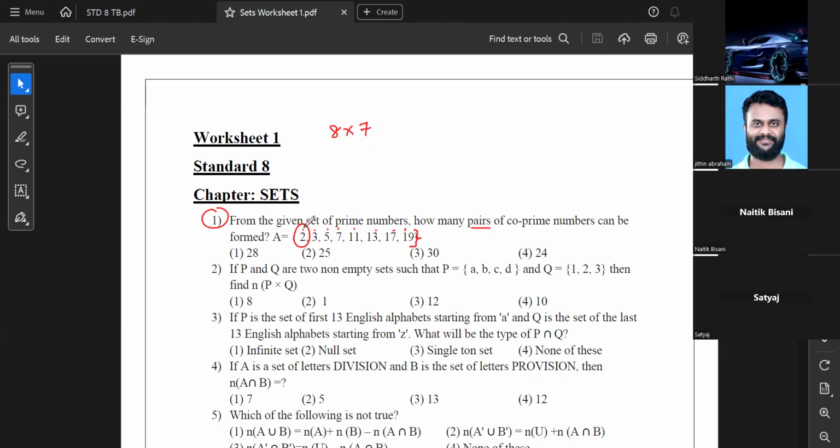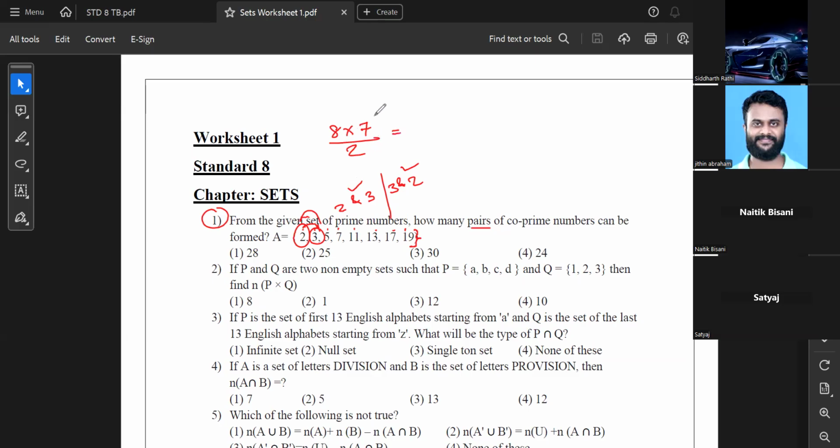But in this case, when you combine 2 with 3, that is 2 and 3. As we were discussing, 2 and 3 is a combination, as well as when you consider 3 and 2, that is also a combination. So there is a repetition over here. 2 and 3 and 3 and 2 are both the same type of pair. So in 8 into 7, 2 and 3 is also considered and 3 and 2 is also considered. Therefore, we divide it by 2.